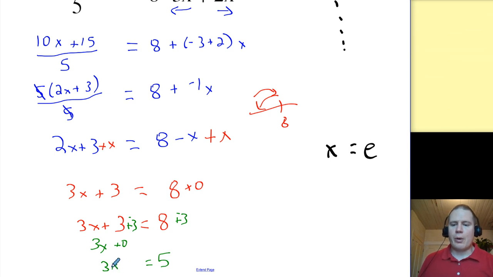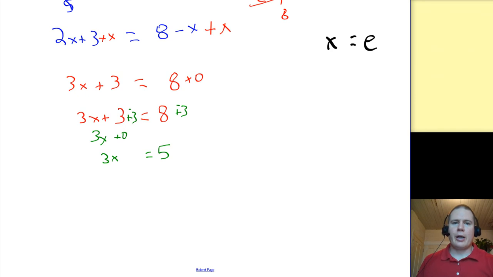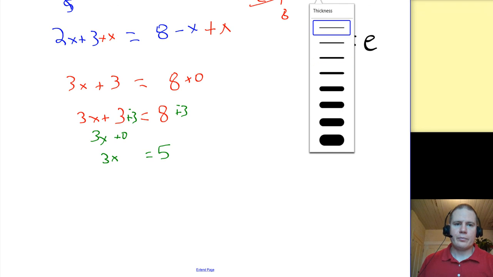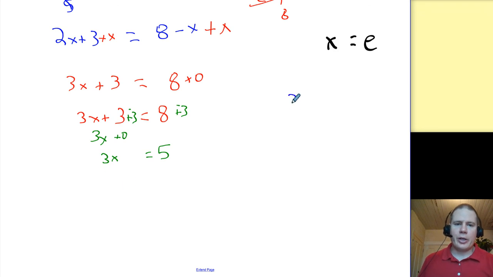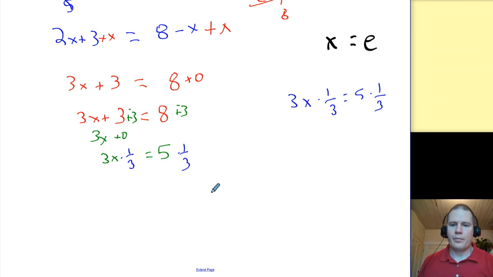Now I have one more operation to go. This is just a single number with no operation. This has an operation of multiplication, and I have a choice. I can either say 3 times x times 1/3 equals 5 times 1/3, and say 3/3 is a whole, 5/3 is 5/3, and 1 times x gives me x.